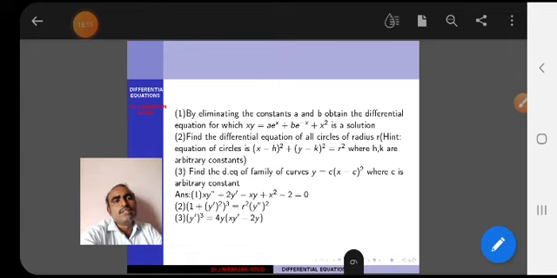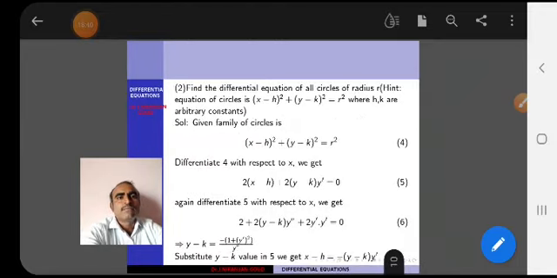To eliminate c, simply find the value of y by y dash. Y by y dash, you will get x minus c by 2. So x minus c by 2 is equal to 2y by y dash. C is equal to x minus 2y by y dash. Then substitute c value in the given equation. You will get the differential equation. I gave answers also. You have to check with these answers. Now I will show the solution of the second problem.